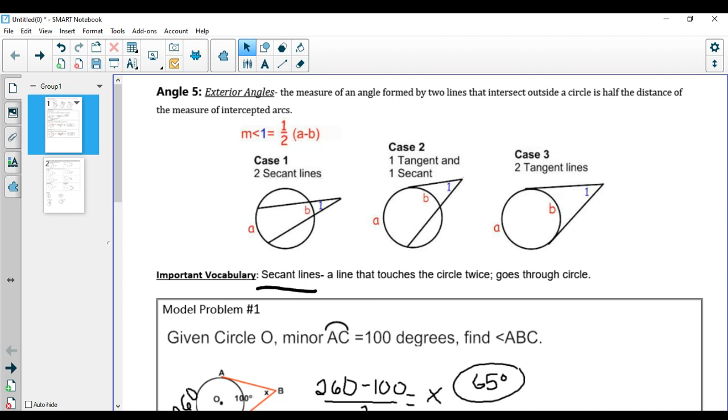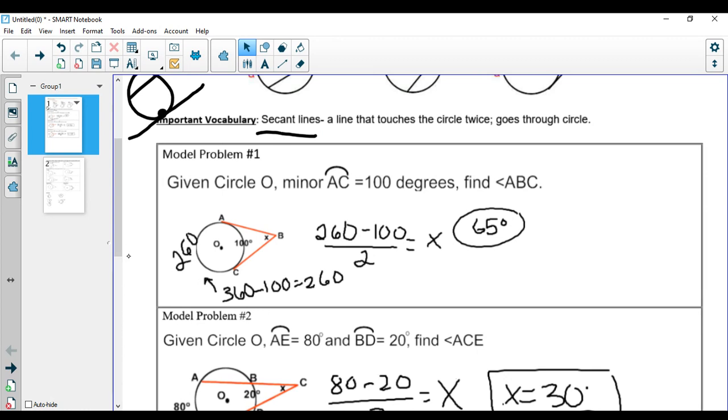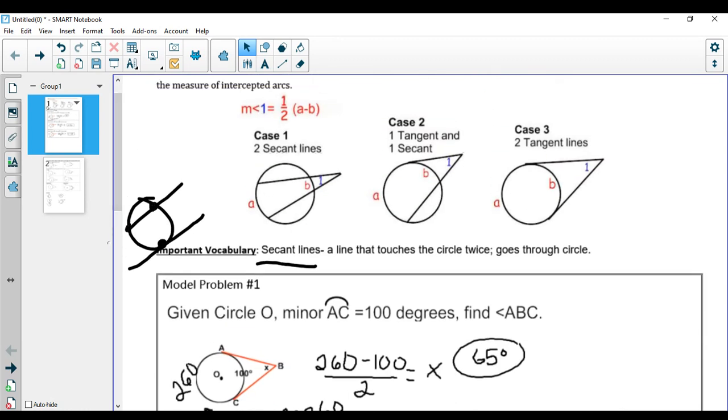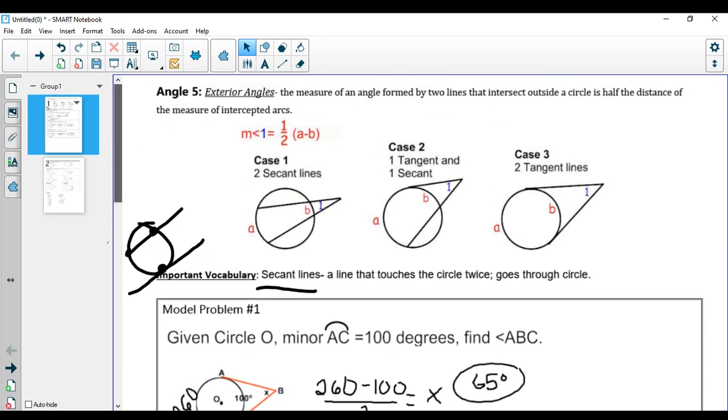What is a secant line? It is a line that touches the circle in 2 spots. Remember, a tangent line was touched once, while a secant touches twice. Okay, so we could have any combination of the two and they will form an exterior angle outside of the circle. So this one was 2 secant lines, this is a tangent and a secant line, this is 2 tangents.